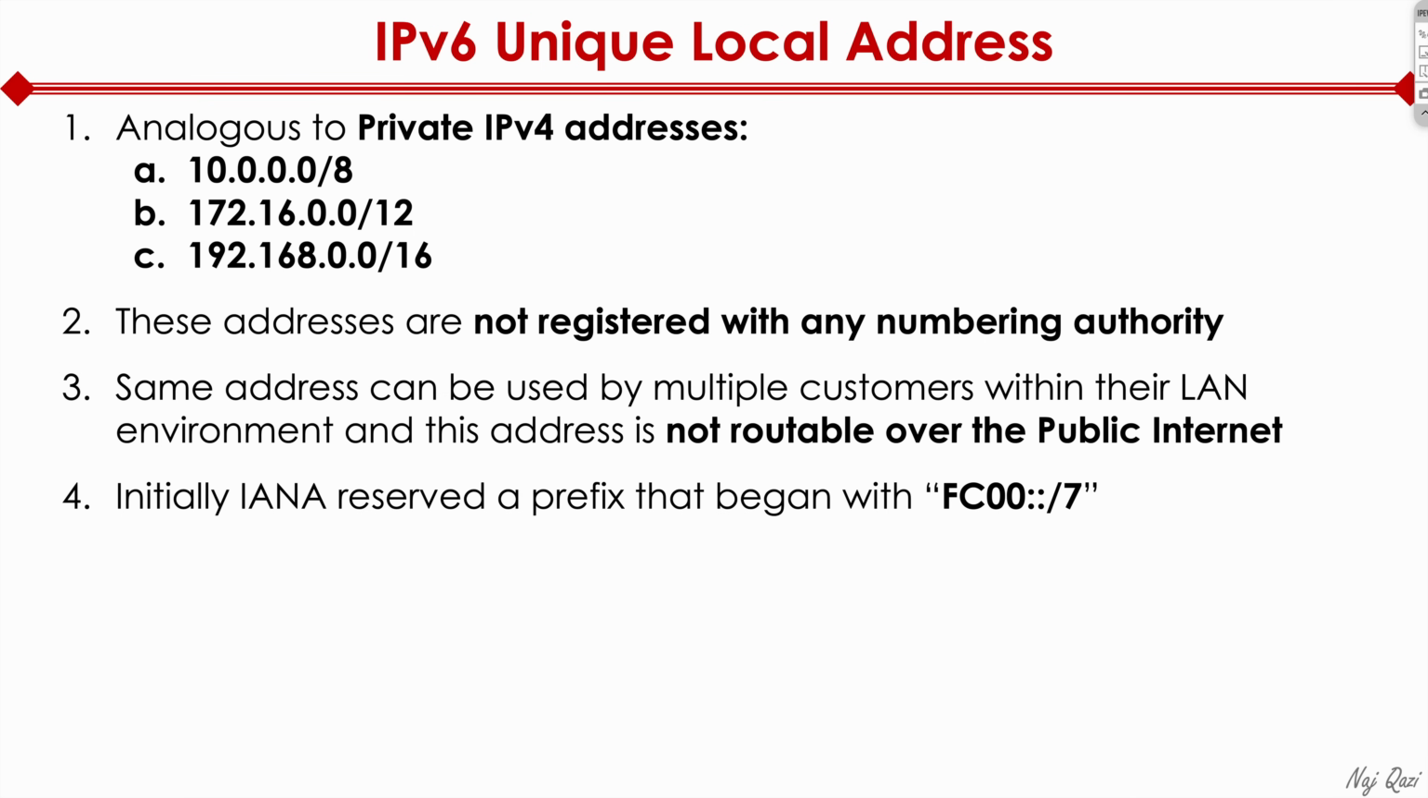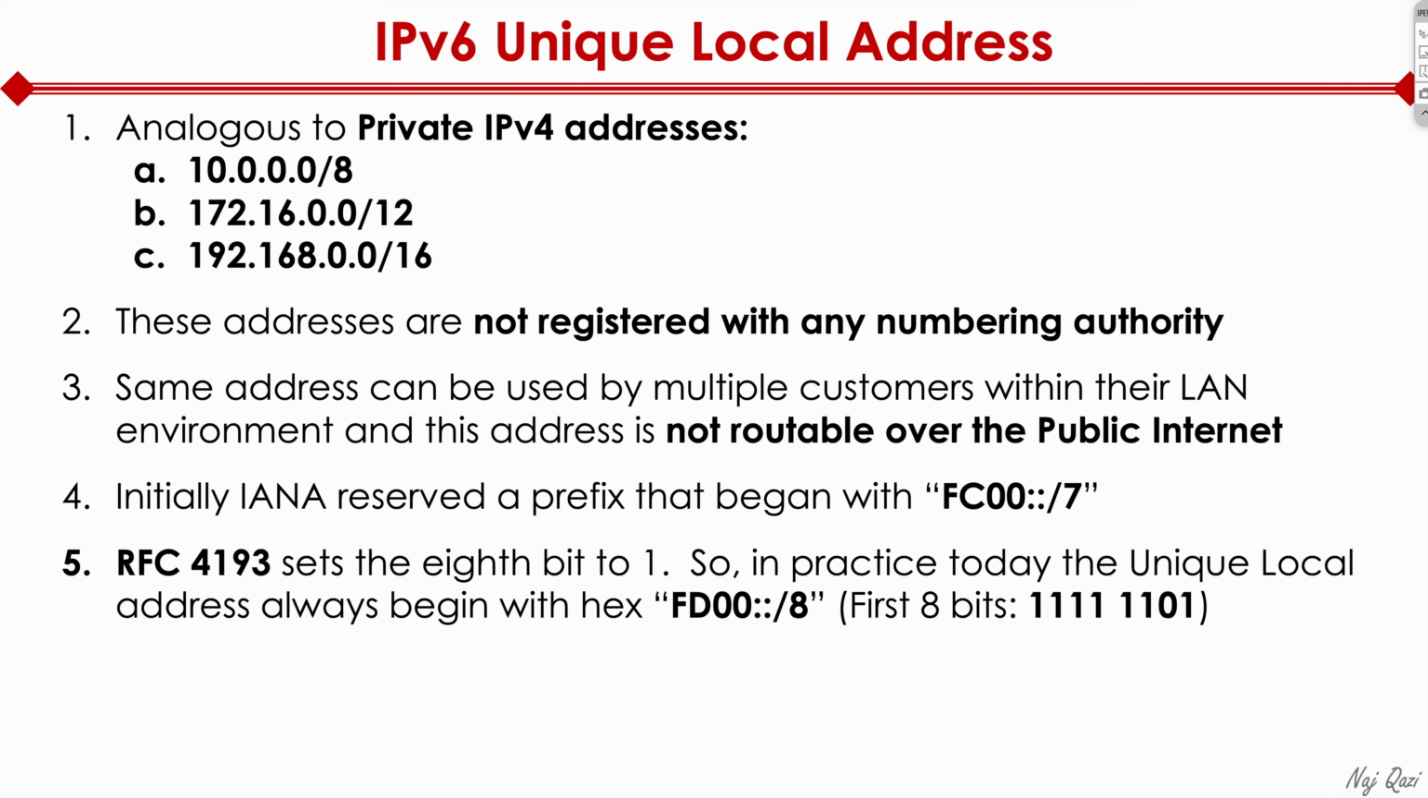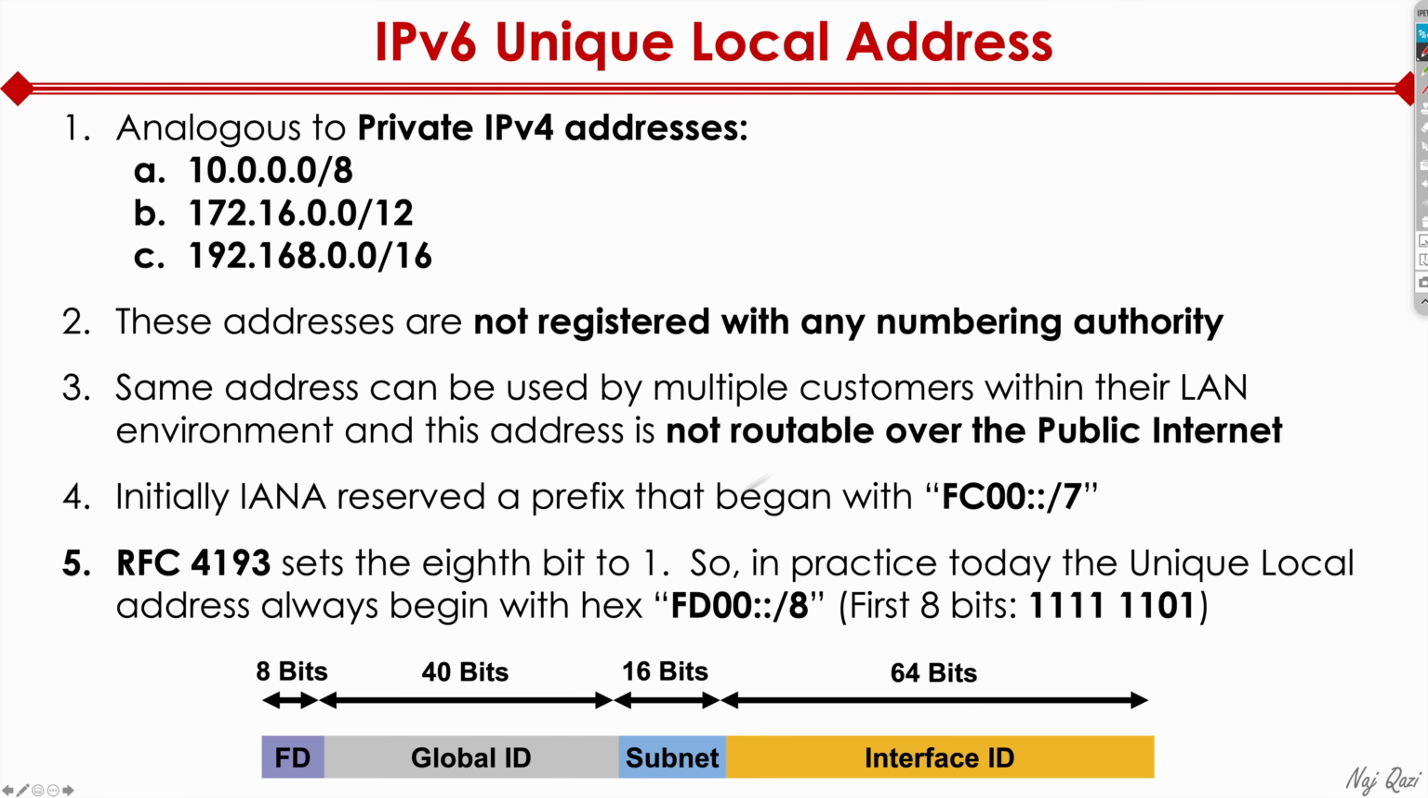And initially, IANA reserved a prefix that began with FC00::/7, but then another RFC came along a couple of years later, RFC 4193, that changed things a little bit, and it says that the 8th bit is set to 1. So in practice today, what you should see in the real world is a unique local address that begins with FD00::/8. But you should also know this address for exam purposes. And here's how it looks.